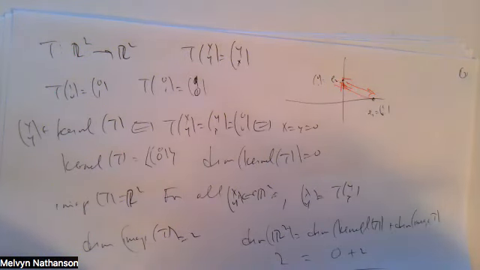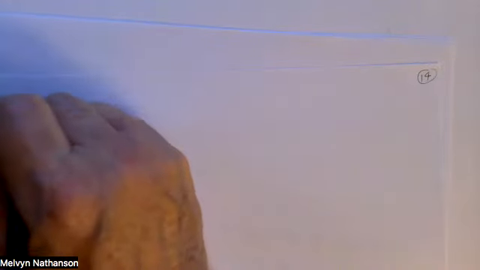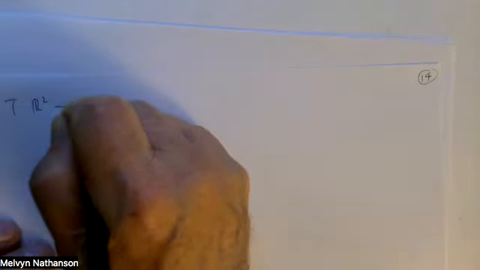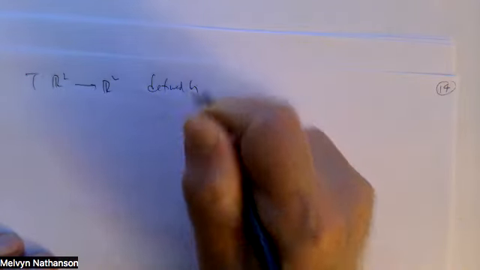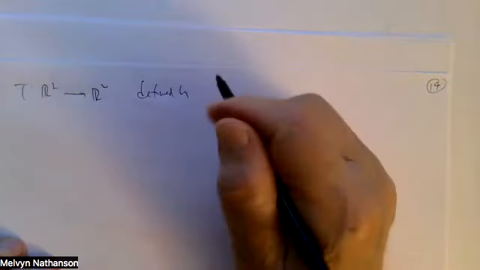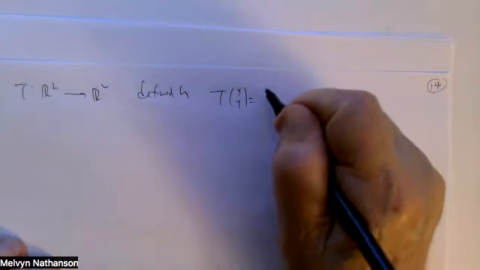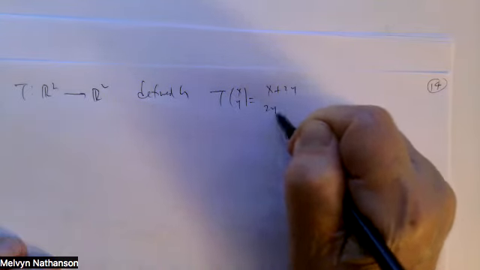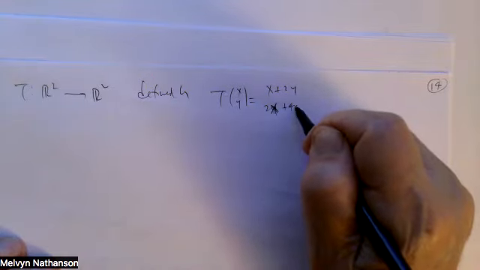Let's look at a slightly more complicated linear transformation. Suppose we have T from R2 to R2 defined by T of (x, y) is (x plus 2y, 2x plus 4y).